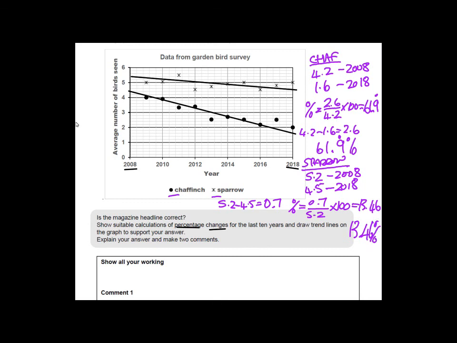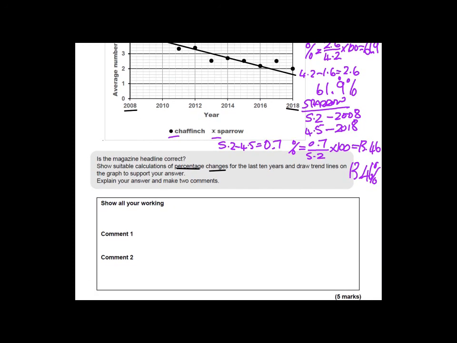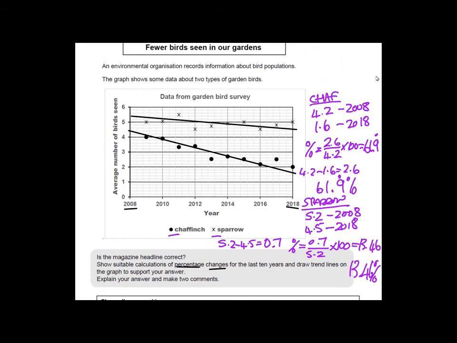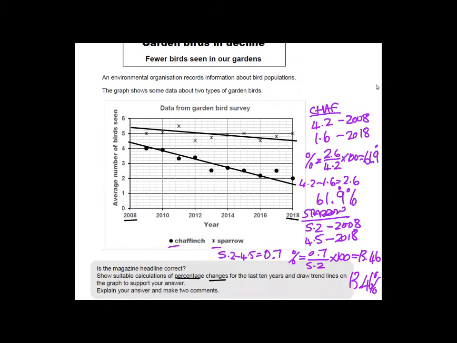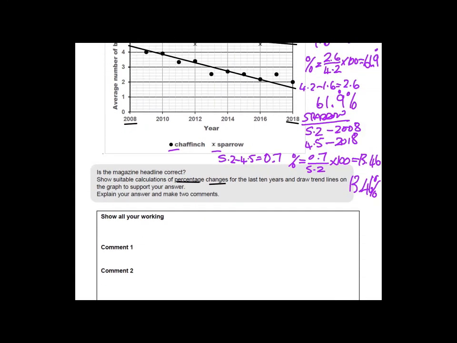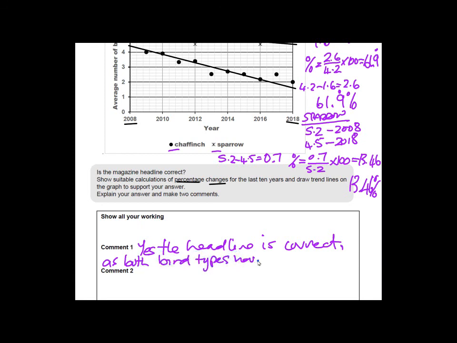Now let's look at answering our question now that we have all the data. So is the magazine headline correct? Let's remind ourselves of the headline. Garden birds in decline, fewer birds seen in our garden. So yes, the headline is correct. And we can add as both bird types have decreased.